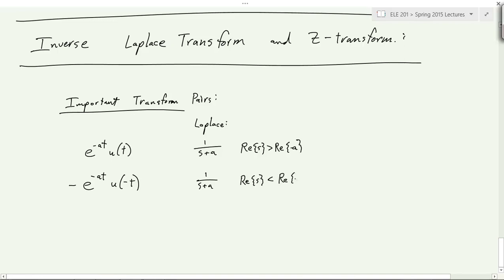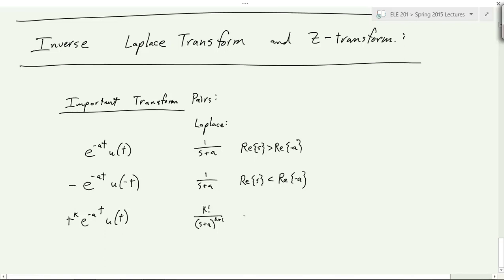Of course, since we're mostly going to be dealing with causal systems, that second one is not going to matter much. But here's something more important for us. If we have t to the k, e to the negative a t, so it's a polynomial times an exponential, the Laplace transform of this has k poles all at the same place. Actually, k plus 1. K plus 1 poles all at negative a. And it has a constant here, k factorial.